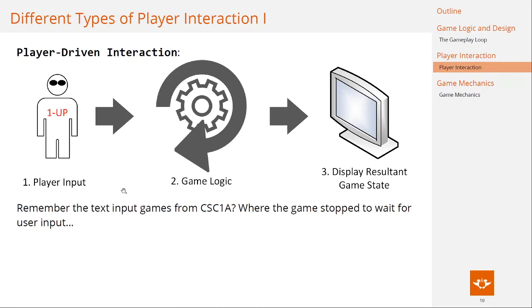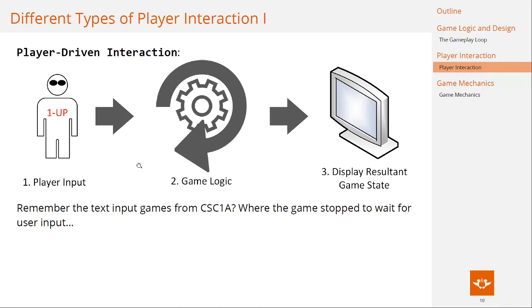which would then move the player in the game world, and then move on to step 2, which would then compute the game logic, which would then determine what exactly would happen. Would you collide into something? Would you pick up the thing that you needed as your objective? And then finally, you would display the resultant game state. So nothing would happen until the user inputs their selection of command that they want to perform. So this is ultimately driven by the player, hence called player-driven interaction.